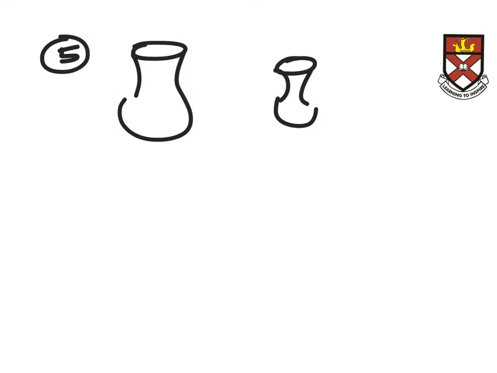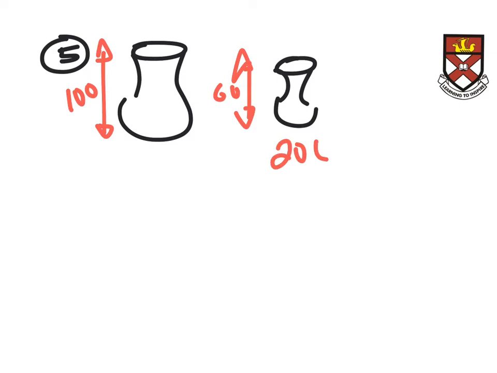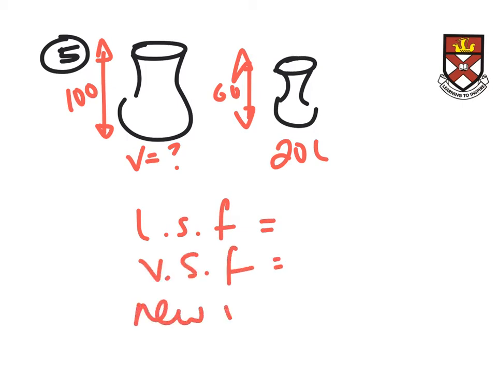Question 5. Done a couple of these recently. We know the height of this vase is 100 centimetres. We know the height of this one is 60. We know that the volume of the small one is 20 litres. We need to work out the volume of the large one. So, get your linear scale factor, get your volume scale factor, and then work out what the new volume actually is. Hopefully it should be nice and easy.